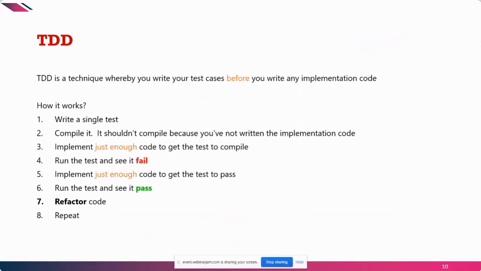Okay, now, what is TDD and how does it work? TDD is a technique whereby you write your test cases before you write an implementation of the code. How it works: you write a single test, you compile it, you implement just enough code to get the test to compile, and you run the test and see if it fails, and implement just enough code to get the test to pass. Run the test and see if it passes. Refactor the code if needed, and then repeat this for all the requirements. So that's the approach of TDD, and that's the approach of BDD as well. All right.